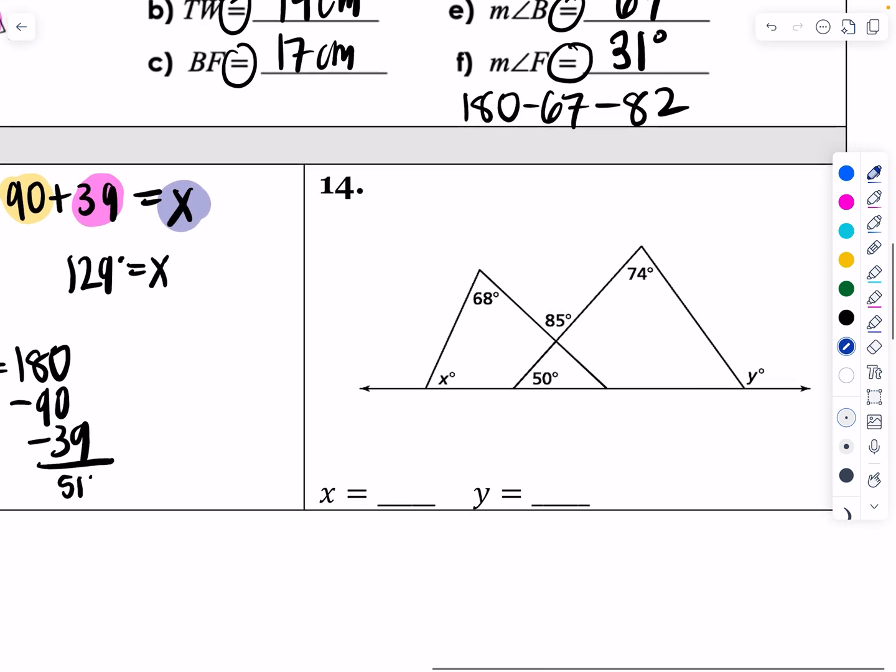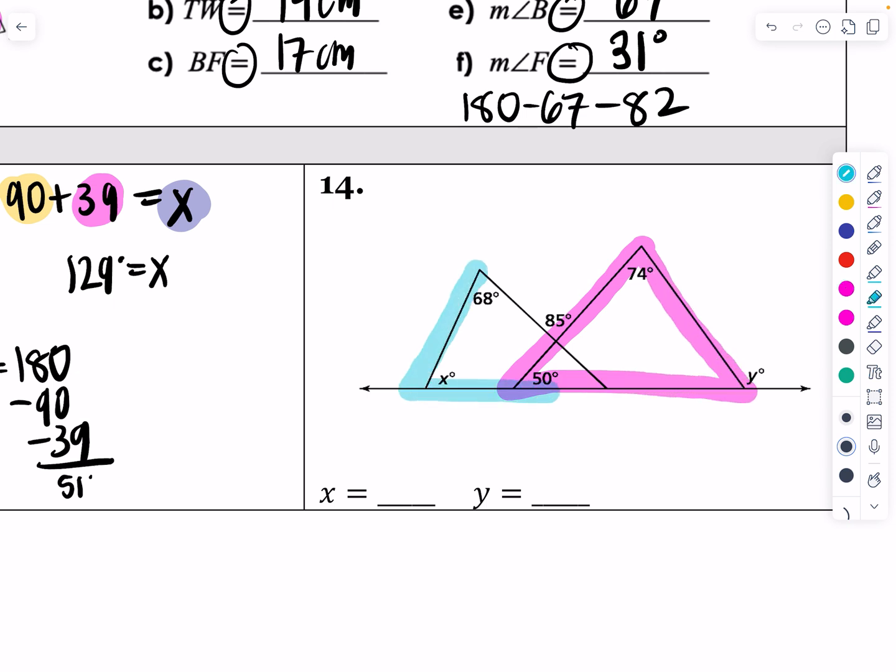All right, I've got a lot of triangles going on here. I've got this pink triangle that is overlapping with this blue triangle. I want to solve for x and I want to solve for y. Unfortunately, for x, I don't have the angle that I need in order to immediately solve for it, so I can't start there. For y, I could start there because if I know that 50 and 74 add up to that remote exterior angle, I could also find the angle on the inside. There are multiple paths you can get started with.